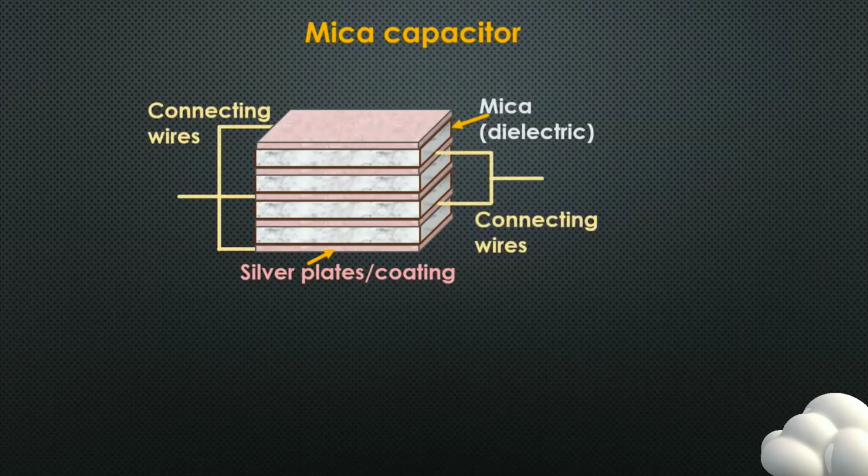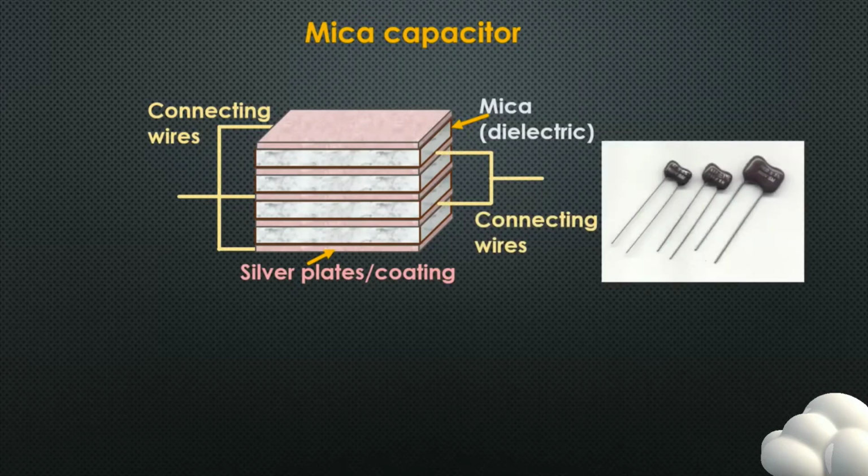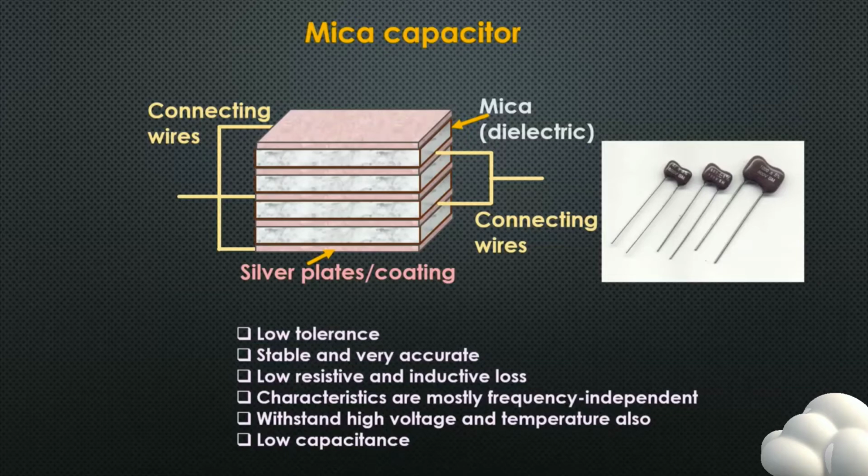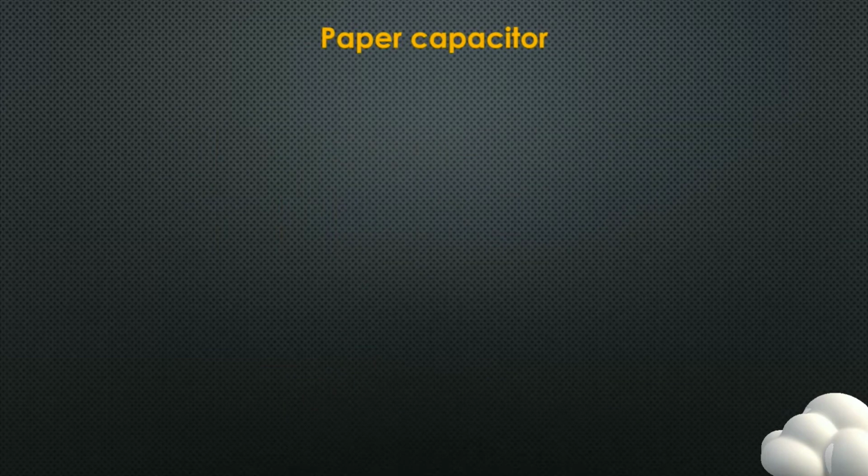Some connecting wires will be taken out, which will be the separate electrodes to connect that mica capacitor in the circuit. Actual photo of mica capacitor is as shown in the next diagram. The characteristics consist of low tolerance, stable and very accurate, low resistive and inductive loss. Characteristics are mostly frequency independent, withstand high voltage and temperature also. Also it has low capacitance. So wherever there is an application of low capacitance, mica capacitors will be used.